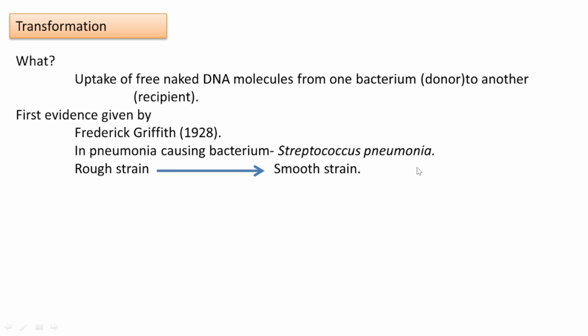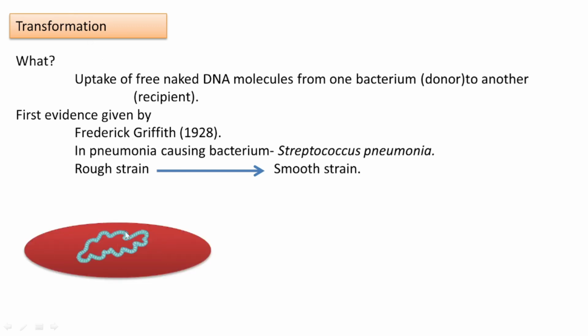What did he find in that bacterium? When rough strain bacteria were cultured along with heat-killed smooth strain bacteria, the rough strain got transformed into smooth strain somehow. The change that converted rough strain to smooth strain is transformation. Okay, then I am going to explain to you what transformation is very simply.